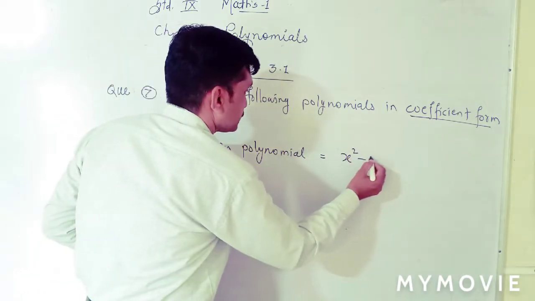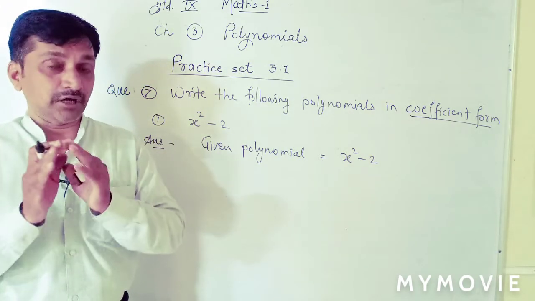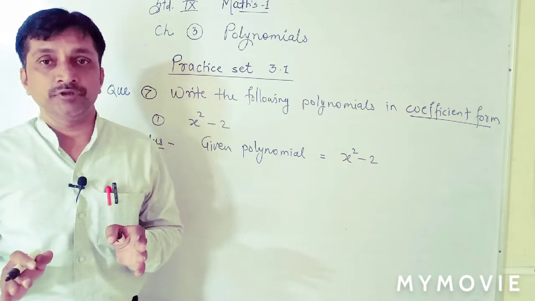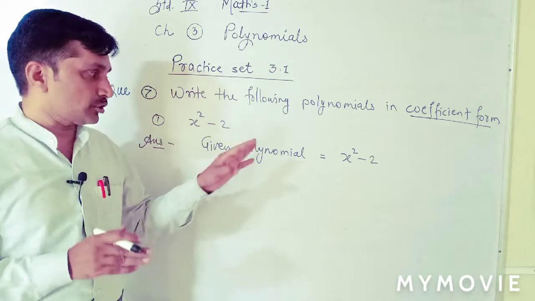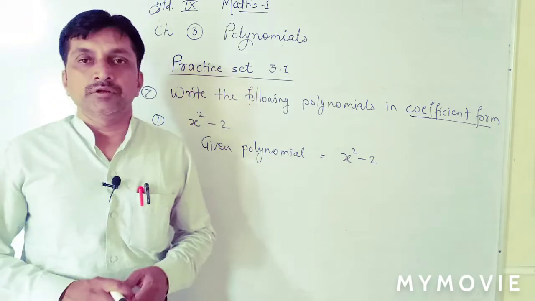x square minus 2. Is it in standard form? Meaning, are their powers arranged? Yes. Then no need to write the standard form. If it is not given in standard form, you have to write it in standard form. But already this is in standard form, that's why no need to write it again.